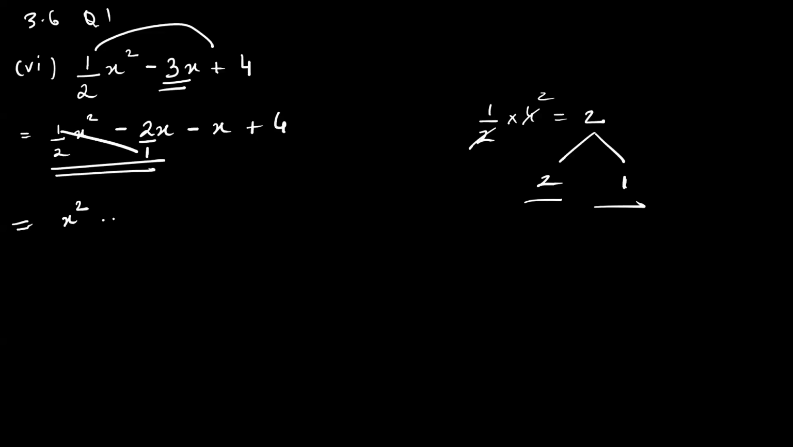Upon, if I multiply the denominator, it will be 2 into 1, 2 minus x plus 4. Okay, here if I take common, I'll get x common, and denominator 2 is also the common denominator. So let's take the 2 outside as well.